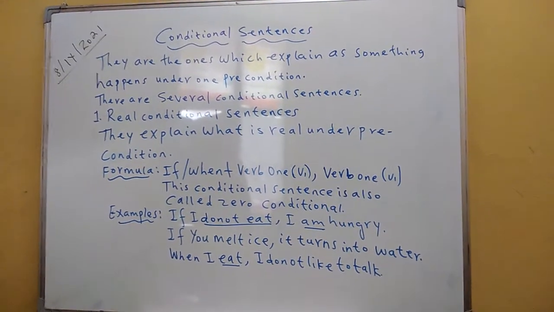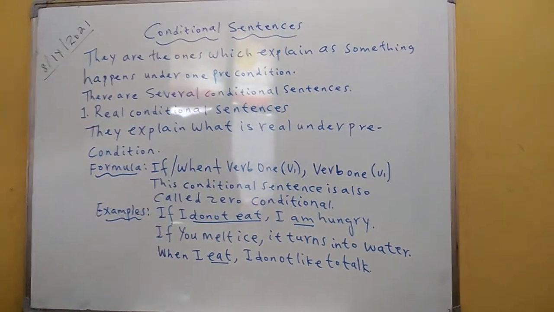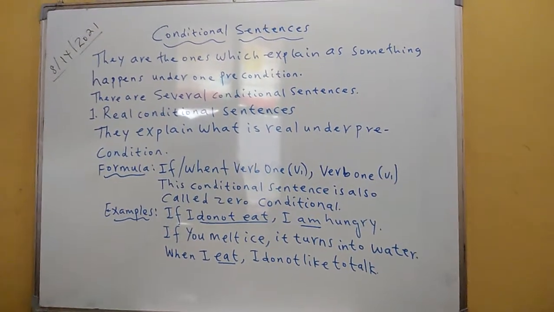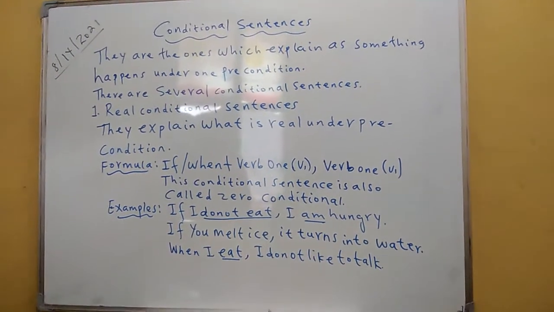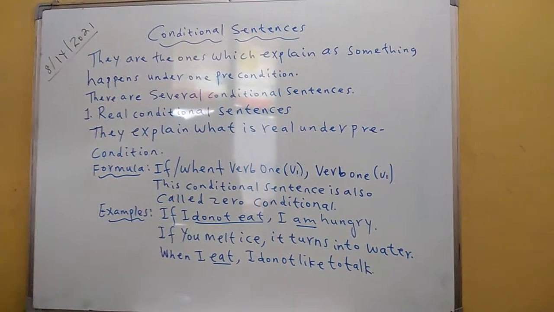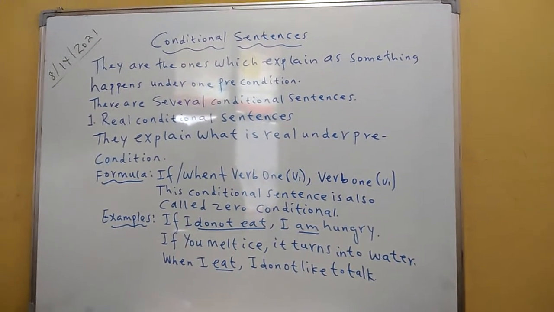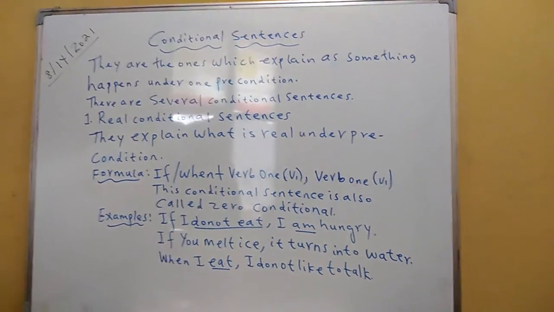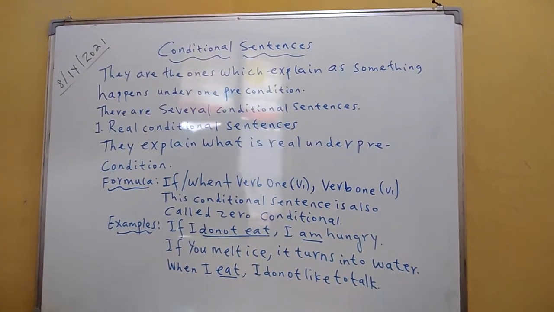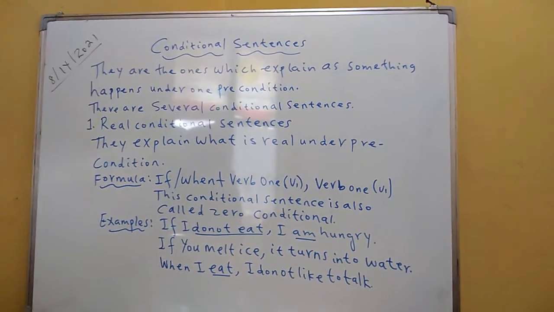When I eat, I don't like to talk, right? I don't like to talk when I eat. So it answers when, when I eat, right? So when I eat is a dependent clause, and then I don't like to talk is the main clause. The main clause, of course, is an independent clause. That's why it's called the main clause, because it can stand alone. That's why we call it an independent clause.